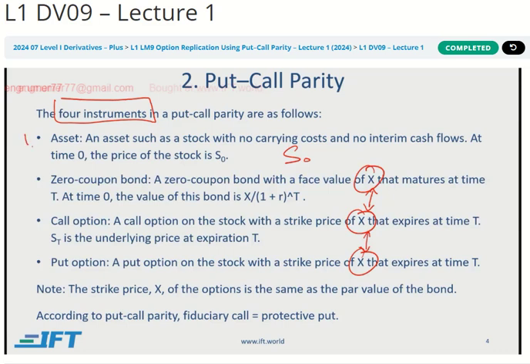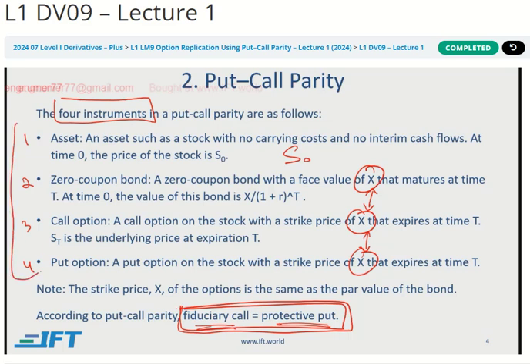Now we're going to use these 4 components to put together a relationship which we call the put call parity, which is basically a fiduciary call is equal to protective put. Now don't worry if this is feeling a little overwhelming, because all of this is a little bit complicated, but actually it's very simple, and we're going to break it down and understand it part wise. So first let's understand what is a protective put, then we will understand what is a fiduciary call, then we will understand why a fiduciary call is equal to a protective put, and of course where do all 4 of these components come into play.